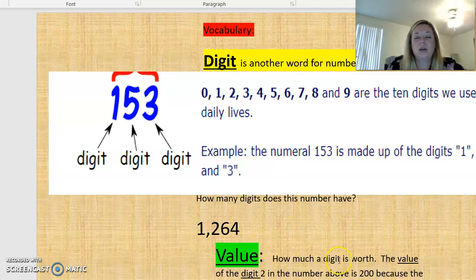How much a digit is worth is value. So if I take a look back over here and I look at this 2, it is not worth 2 because it's in the hundreds place. Since it's in the hundreds place, it has a value of 200.